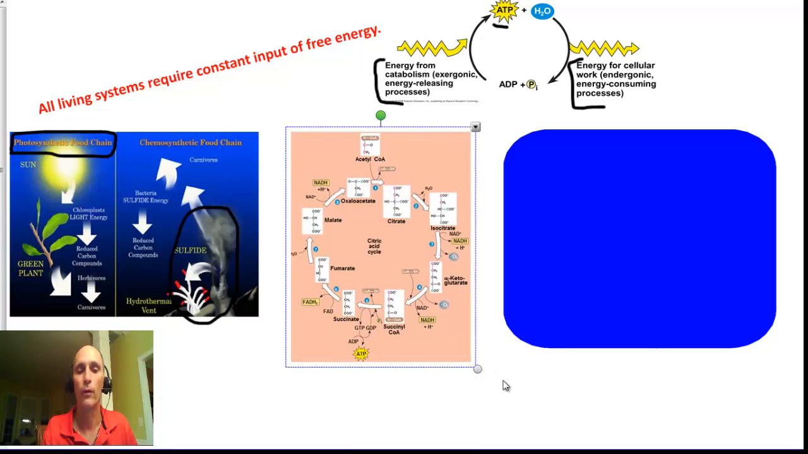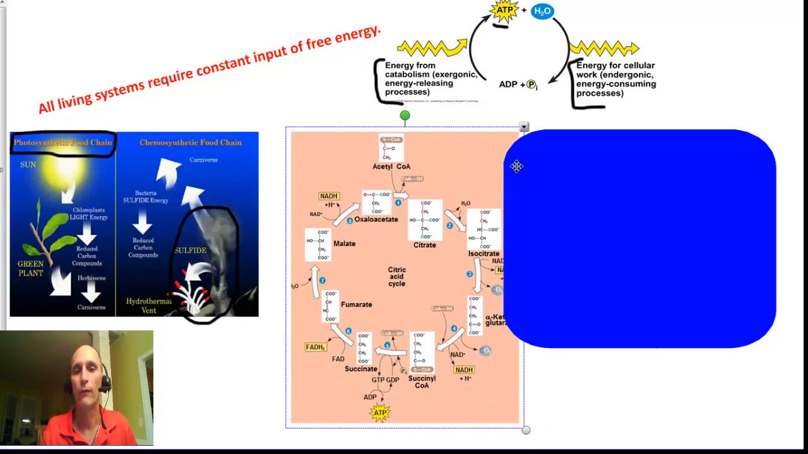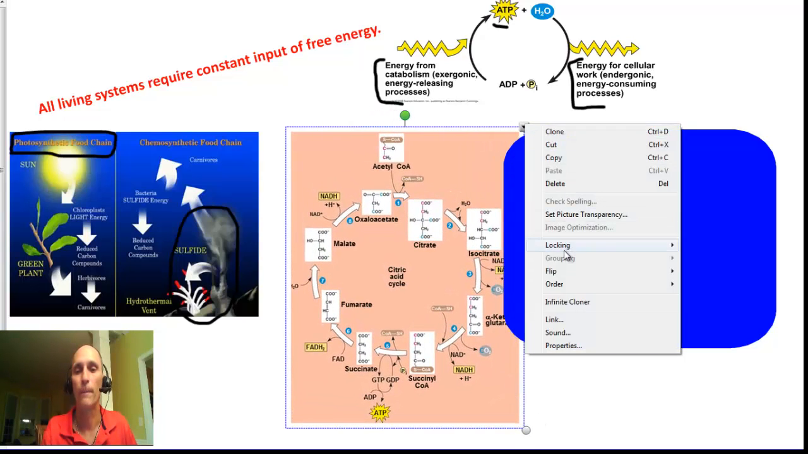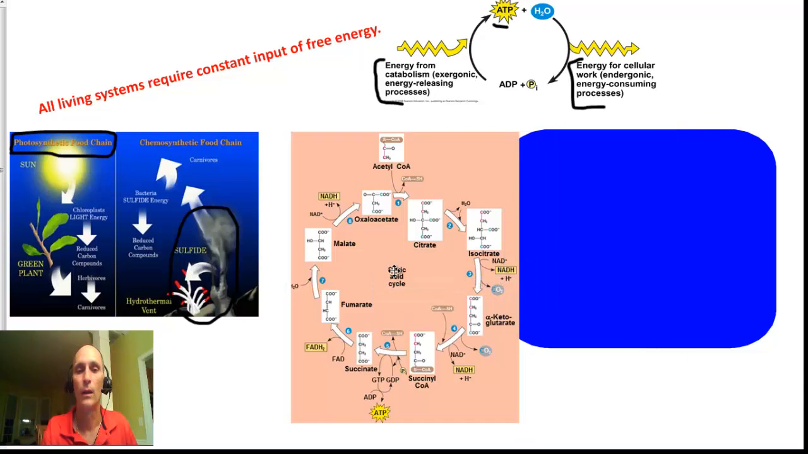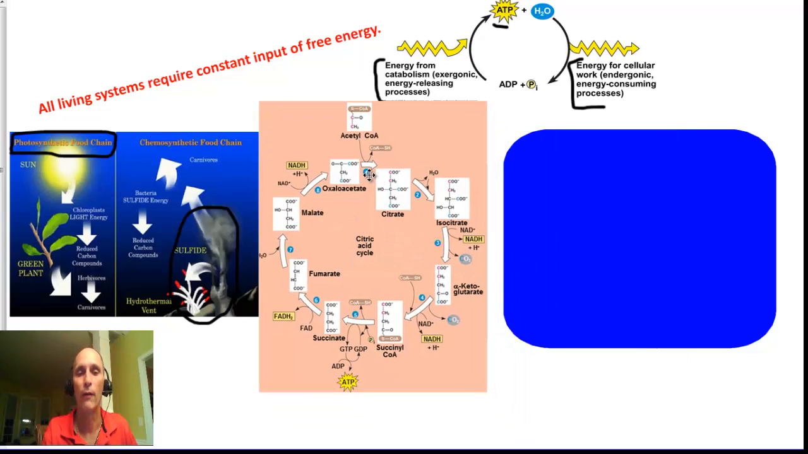I'll kind of blow that up for you a little bit and bring it forward. The citric acid cycle is going to be one where we have 1, 2, 3, 4, 5, 6, 7, 8 enzymes involved, and they are going to be taking an acetyl group, which is just a 2-carbon chain.